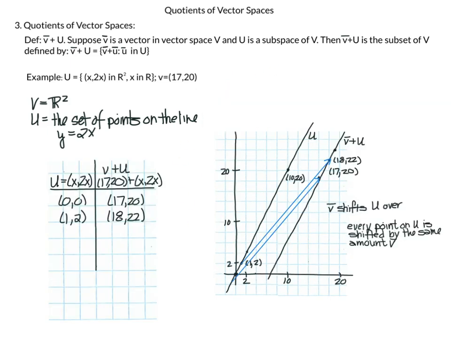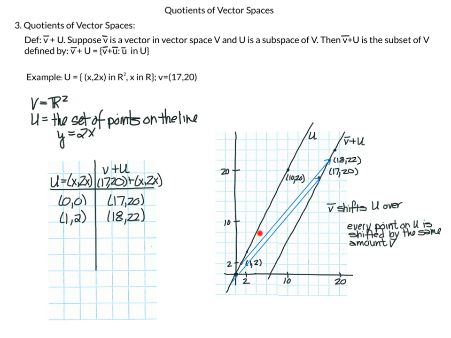Now, if I want to add v to U, to every point that I have on U, I'm going to add v. And if v is (17, 20), that means to (0, 0), I'll get (17, 20) plus (0, 0), which is (17, 20). If my point is (1, 2), then my v plus u is going to be (18, 22). So I can plot these points, right? My (0, 0) becomes this point here, (17, 20). And my (1, 2) becomes this point over here, (18, 22).